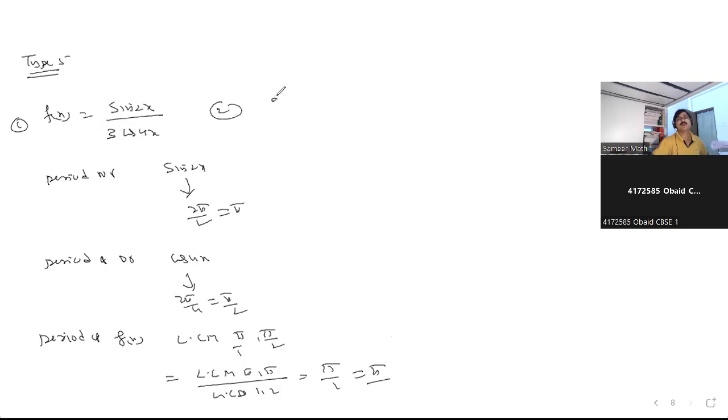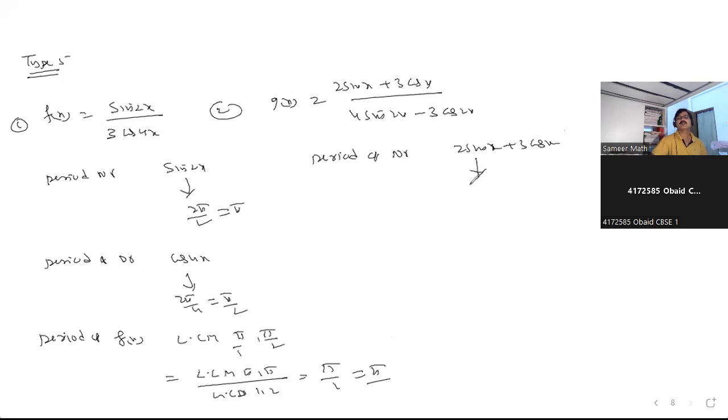So you can find the next one in this way. Here is one example: numerator 2 sin x plus 3 cos x, and denominator 4 sin 2x minus 3 cos 2x. What do you have to do here? You have to take the period. Period of the numerator: what is the function, sir? 2 sin x plus 3 cos x.